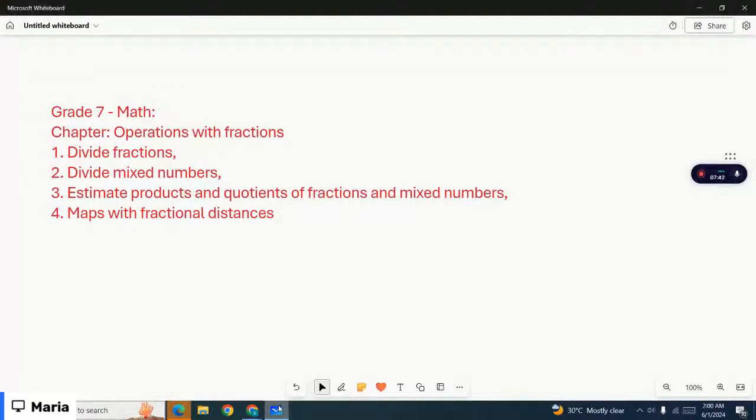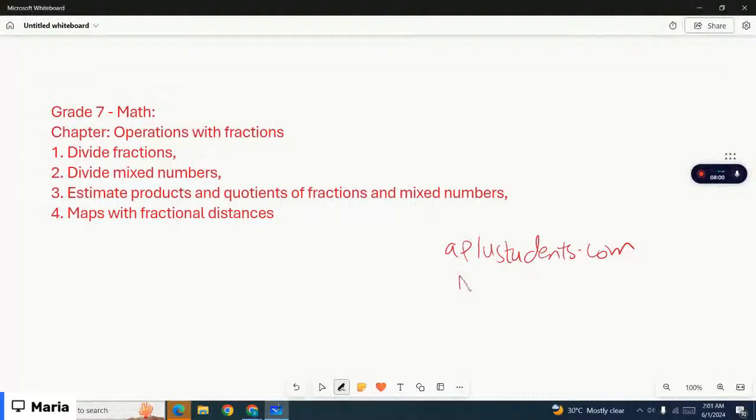We are here for grade 7 math. You can find all the lessons on aplusstudents.com. You have to log in there. Your email address and password are provided by the admin.